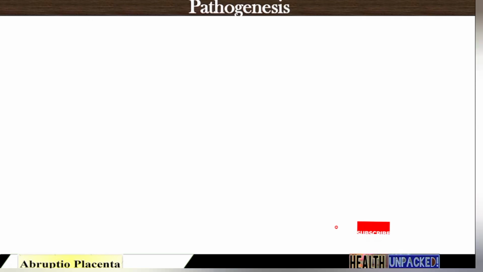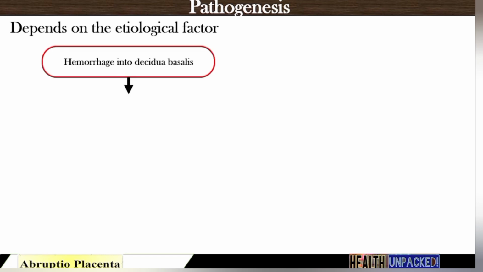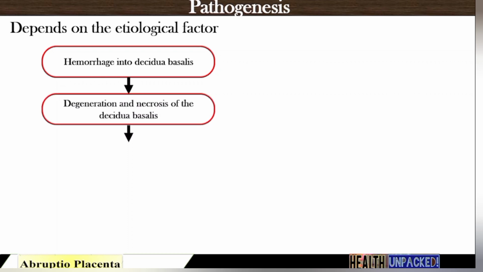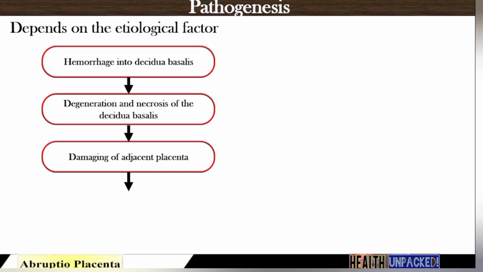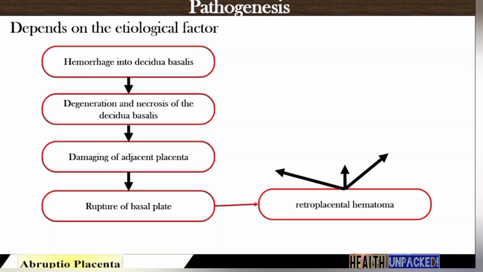Okay, pathogenesis. The pathogenesis depends on the etiological factor, but generally the pathway is similar. So hemorrhage into decidua basalis first, due to the risk factor. Then degeneration and necrosis of decidua basalis. If there is necrosis, then there is damage to the adjacent placenta, the placenta that is attached to the decidua basalis. That leads to a rupture of the basal plate, which means there is bleeding. The bleeding may cause a retroplacental hematoma.